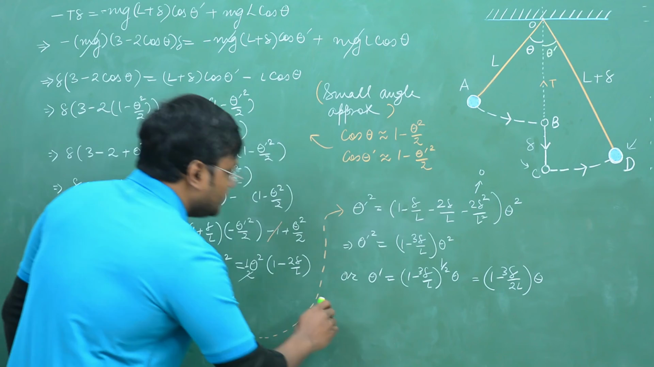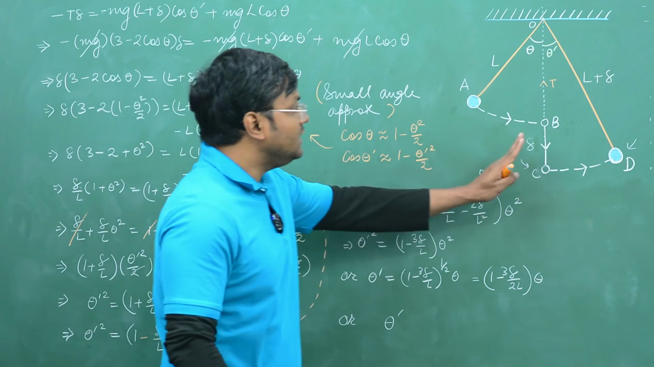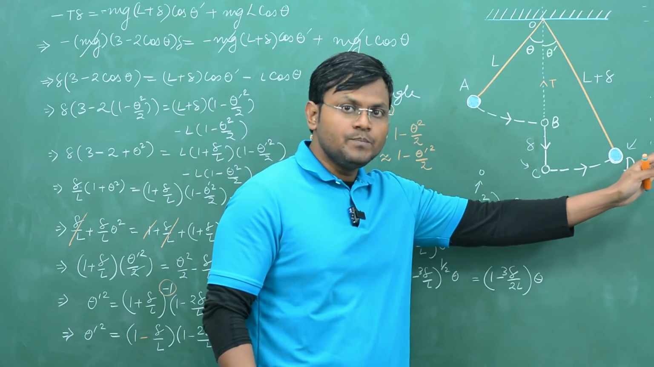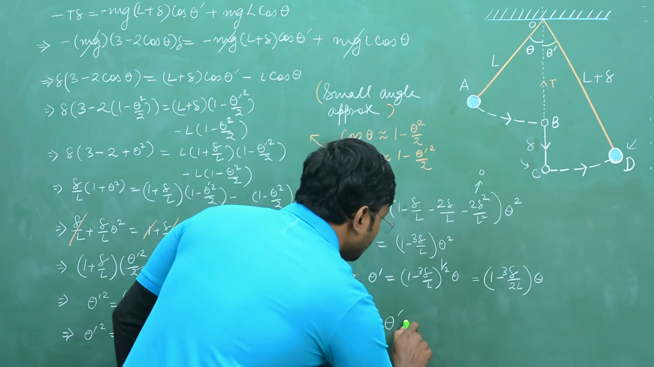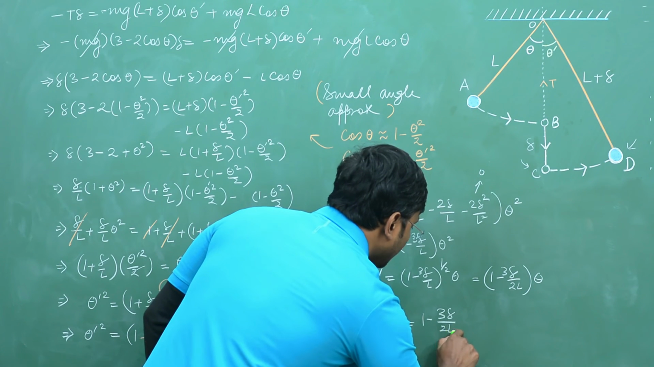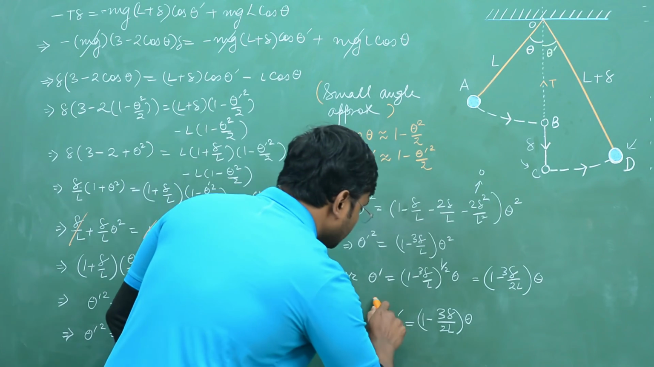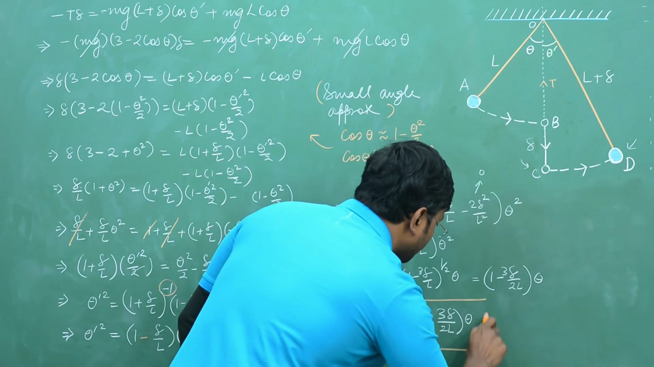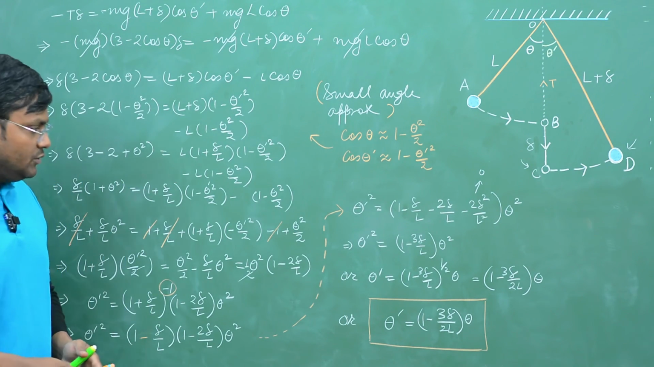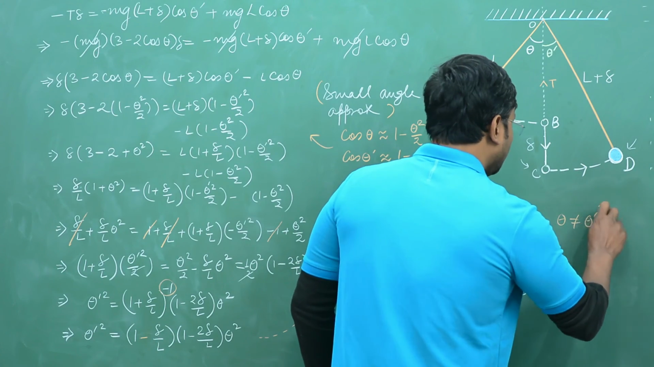Alright, so essentially we have found the relationship between theta dash, which is the angle by which the pendulum will create a displacement at the very end on the right hand side, is equal to 1 minus 3 del upon 2L times theta, which is basically the initial angle. So this is not the same. As you can see, because the pendulum's length changes during its motion, theta is not equal to theta dash.